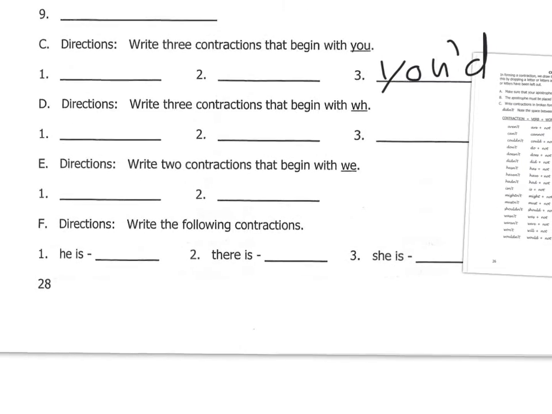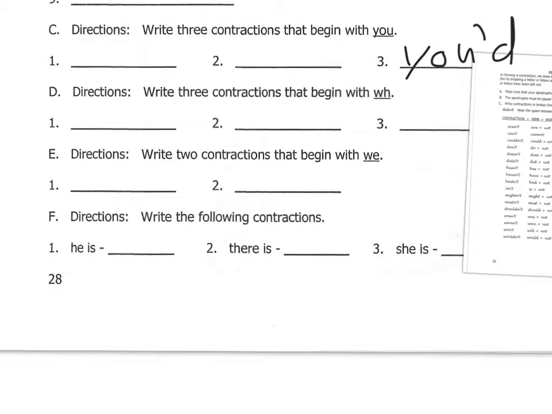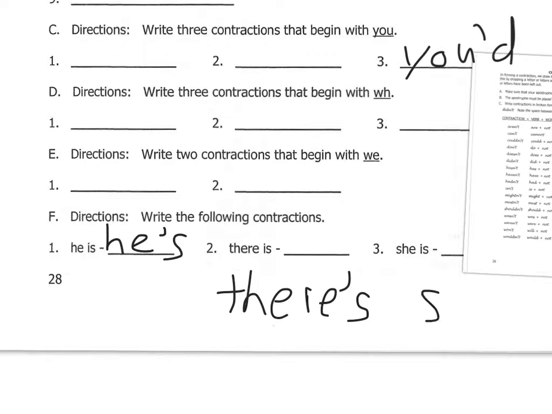And the last one, F. Write the following contractions. He is. So put them together, we get he's. He, take out the I, apostrophe, S. There is, there's. There, apostrophe, S. She is, she's. She, take out the I, apostrophe S.